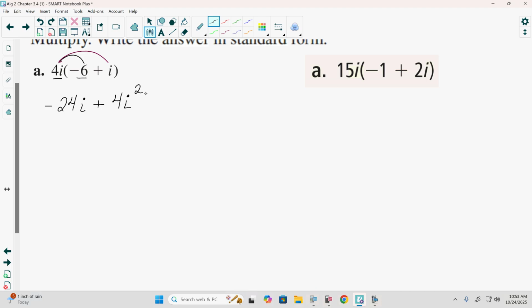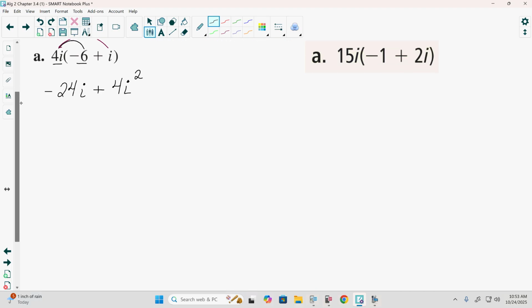So i squared is what? And what that tells us is that i squared is going to reduce to negative 1. Out of all the powers of i to know, i squared equaling negative 1 is one of the most useful ones, especially in this here. i squared is negative 1.